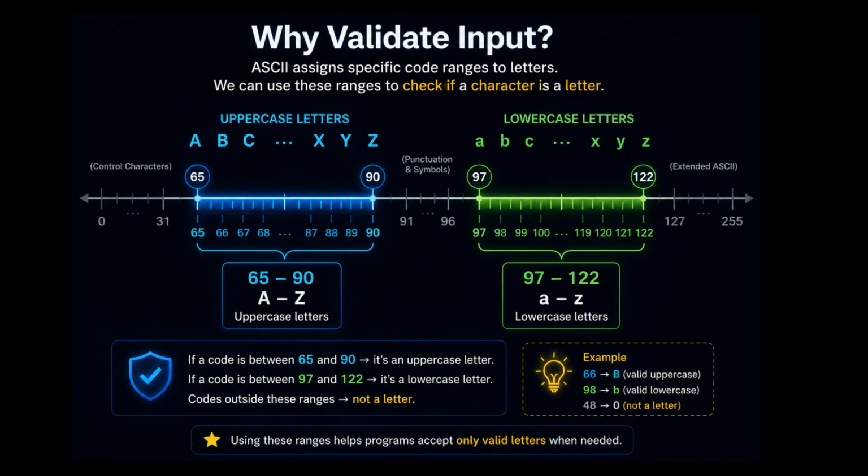Now let's understand why input validation is important. When we work with character codes, we may want to accept letters only. In ASCII, uppercase letters use codes from 65 to 90. This represents A to Z. Lowercase letters use codes from 97 to 122. This represents a to z. For example, the code 66 represents uppercase B, and the code 98 represents lowercase b. But a value such as 48 does not represent a letter. So before converting a code, our program can check whether it falls inside the allowed range. This is called validation. Validation helps our program accept only the data that the program expects.